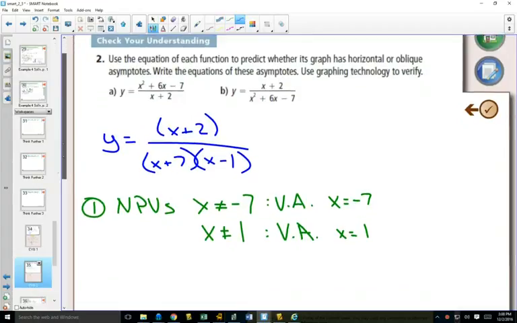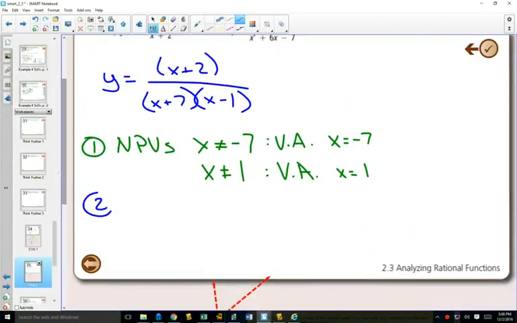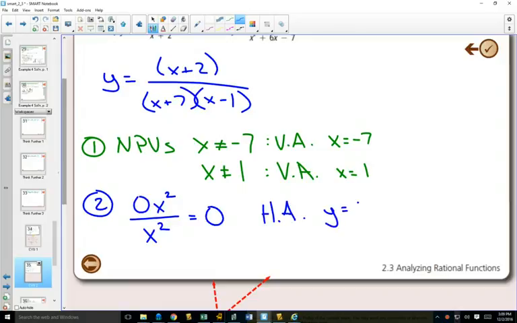After finding our vertical asymptotes or holes, the second thing that we will do is find out whether or not we have horizontal asymptotes or oblique asymptotes. What's the highest degree? An x squared. We have one x squared on the bottom and no x squareds on the top. 0 over x squared simplifies to 0. So we will have a horizontal asymptote at y equals 0.